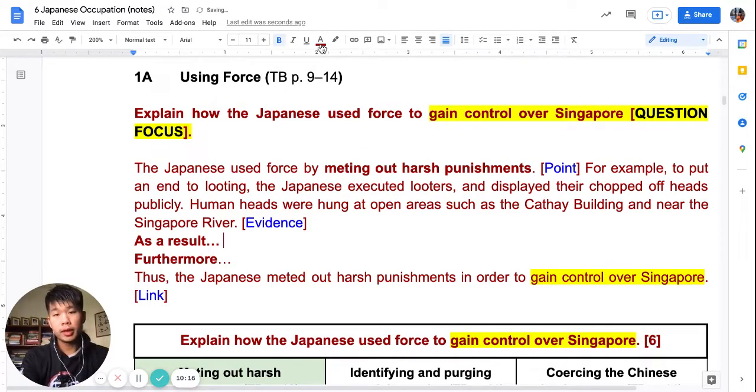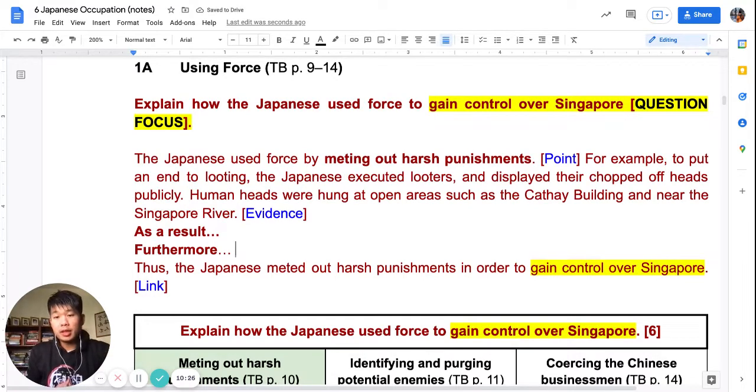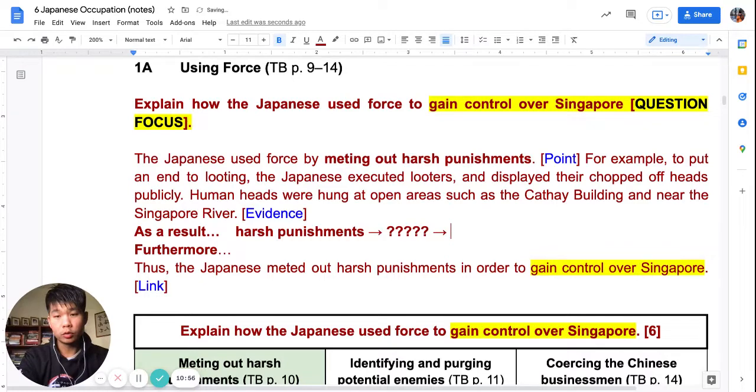Okay, so Set 2s, at this point, everything I've said is something that you would have learned in Set 1. But this part is the new skill. This part is the explain. How am I going to explain? Explanation is going from the point and evidence, the harsh punishments and the chopping and the looting, going from this to the focus, which is control. So how am I going to explain is I'm going to use my brain. I'm going to think, okay, harsh punishments. What happens because of harsh punishments that leads to control over Singapore? This linkage is the explanation.